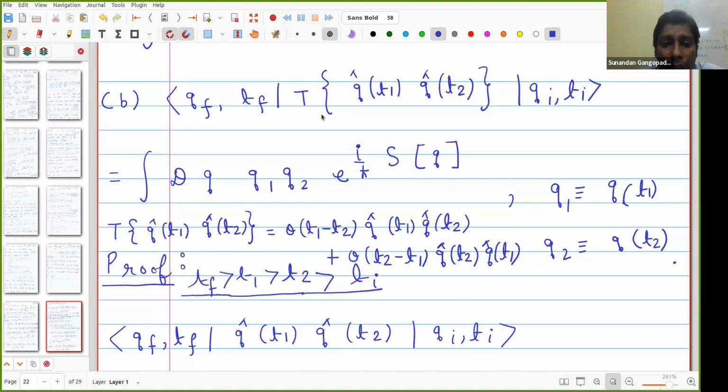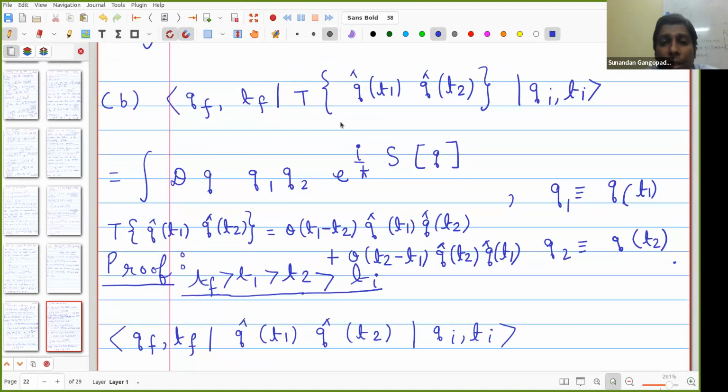So now I assume I want to prove this result. And how do I prove this result? The proof is very simple. For the first case, to start with, I assume that t1 is greater than t2. And obviously t2 is greater than ti, the initial time, and the final time tf is greater than both t1 and t2. But the important thing is that t1 is greater than t2.